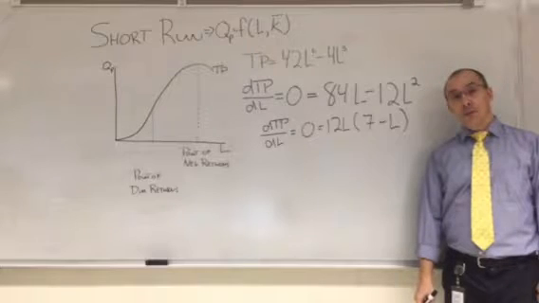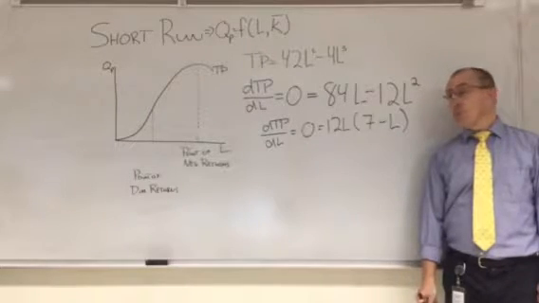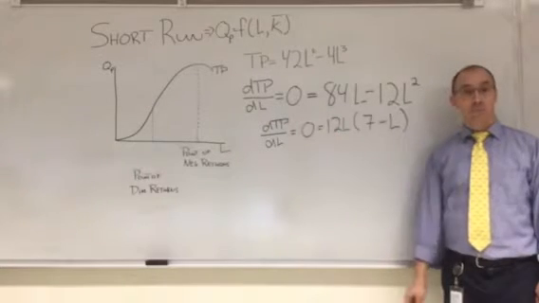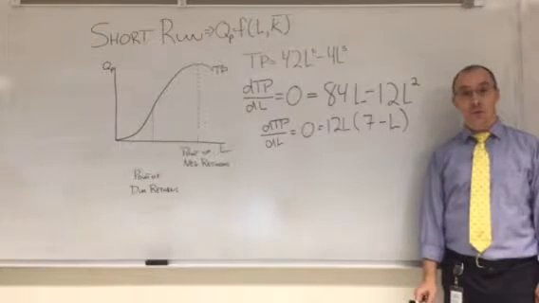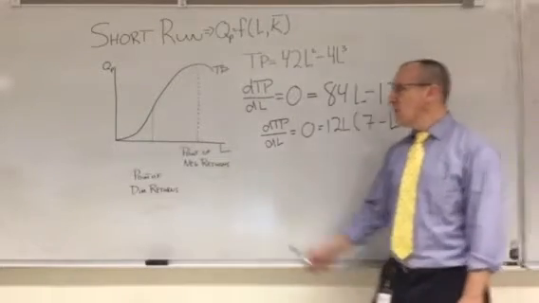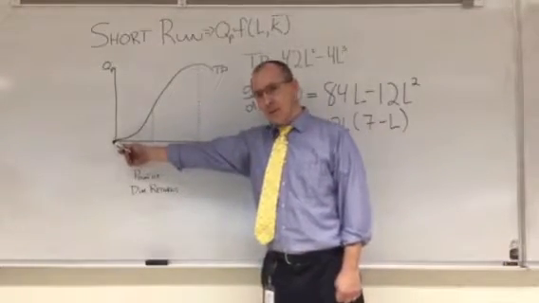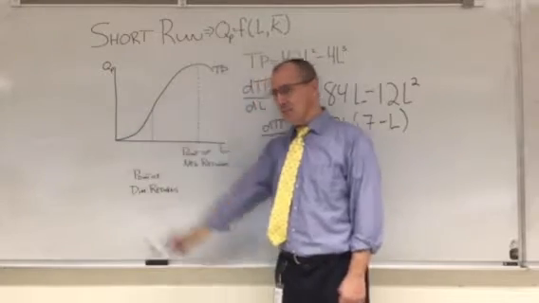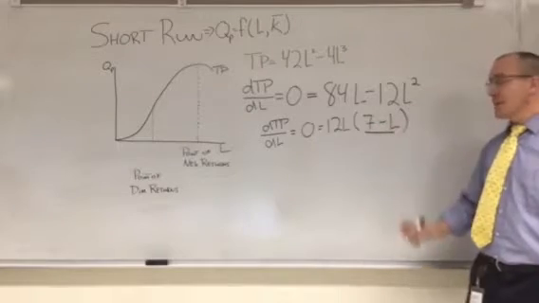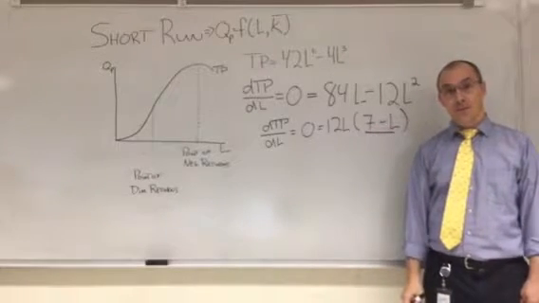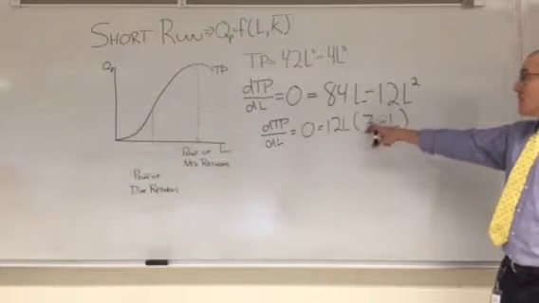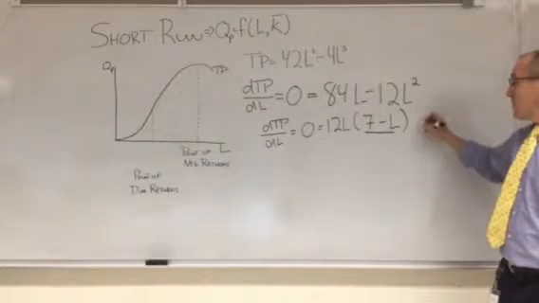Now, this gives me basically two options to look at. One is, when L equals 0, my change in labor will yield no total product. I kind of know that intuitively. After all, when I have 0 workers, my company is not producing anything. What I'm really interested in is this internal piece, that 7 minus L.